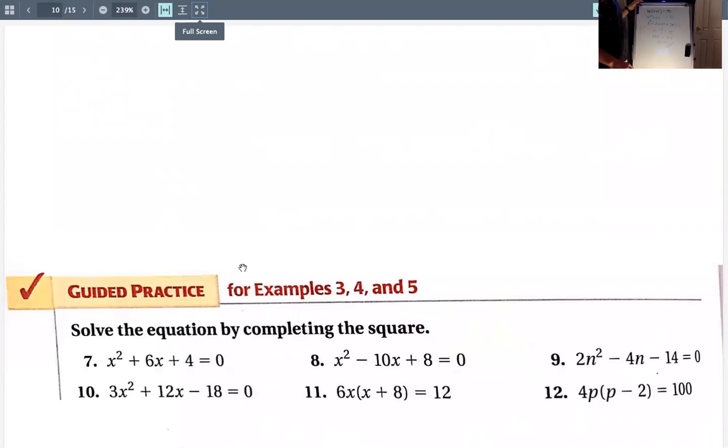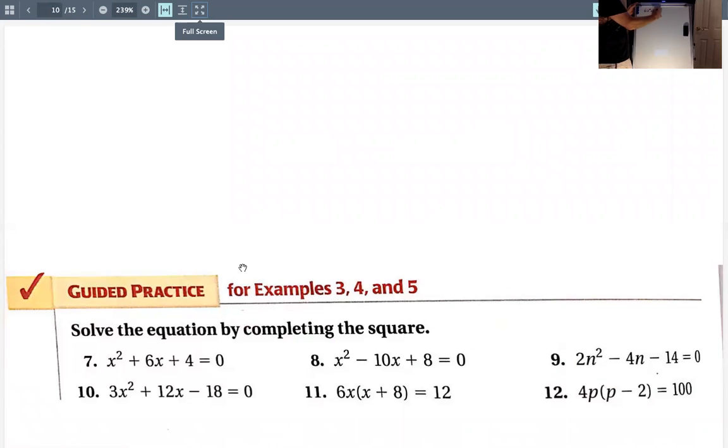Okay, yes or no, does anybody need to practice completing the square more before we go on? Yes, I would like to. Okay, then let's do one more. Let's do number 11, everybody.